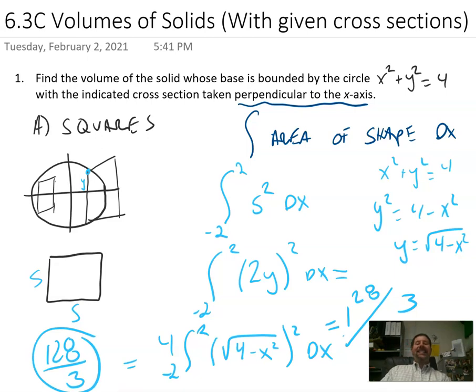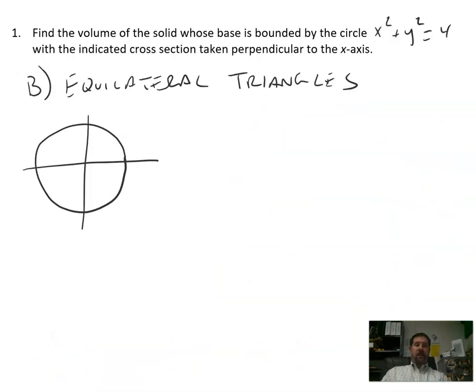All right. Let's set up another one now. Similar idea. We're going to deal with the same circle, x squared plus y squared equals 4, except now we are going to do cross sections that are triangles. Equilateral triangles, even better. Same idea. We're going to find the volume of the solid whose base is bounded by that same circle and whose cross sections are taken perpendicular to the x-axis. Again, that's important. That tells me what to integrate with respect to. But these are now going to be equilateral triangles.